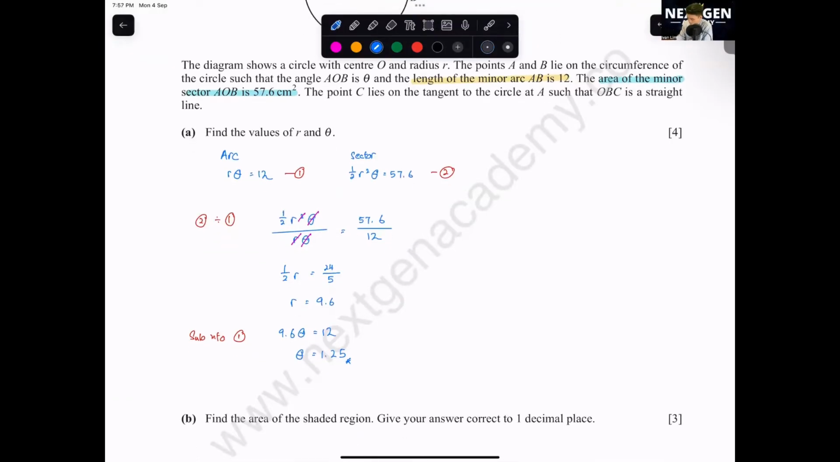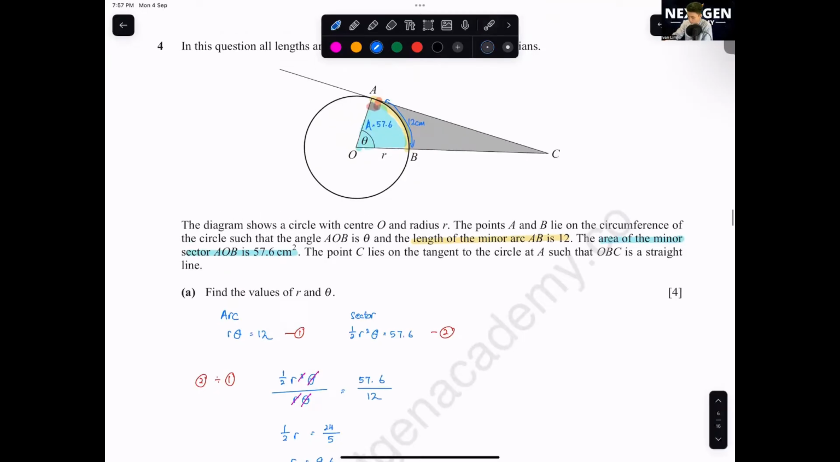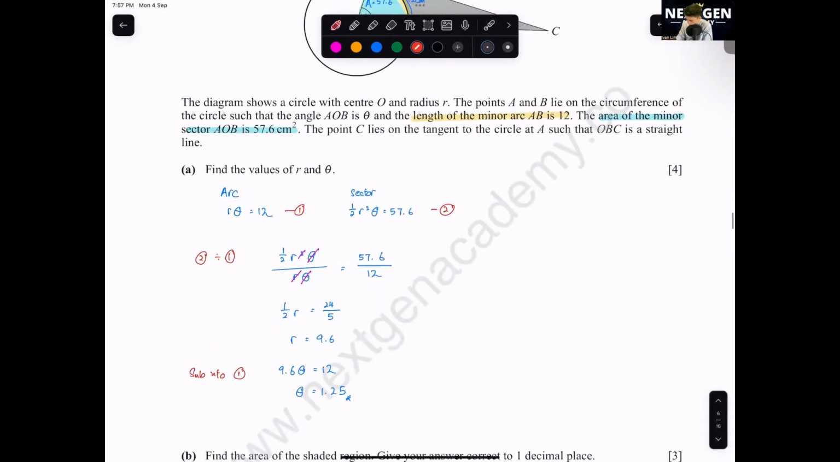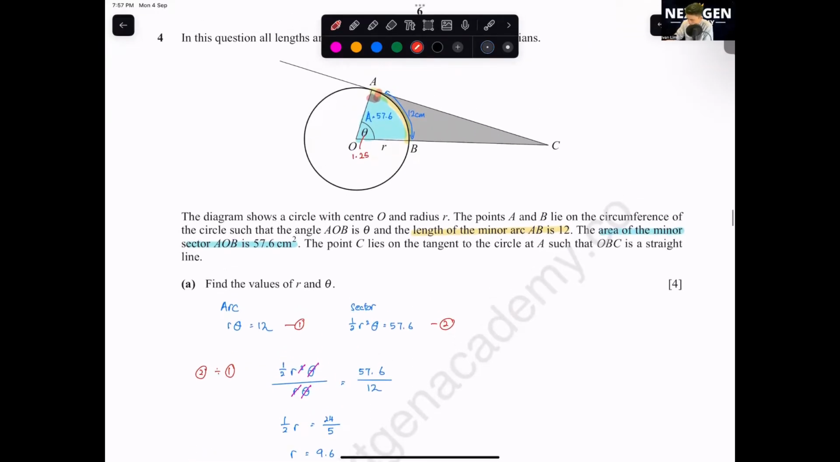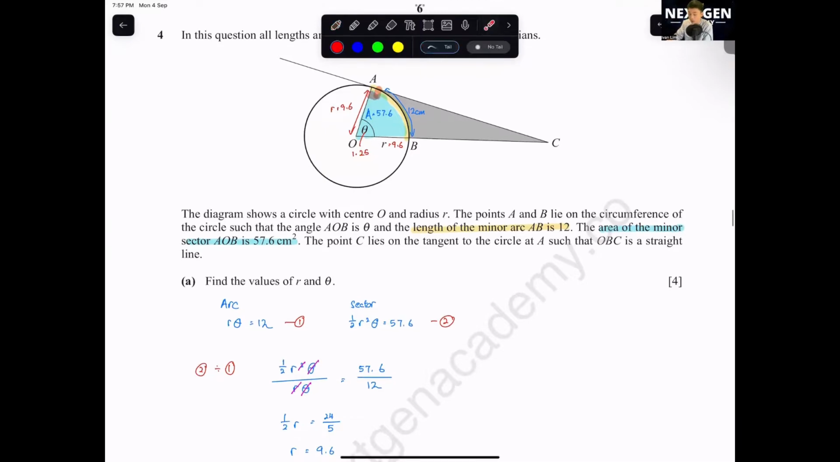Okay, 4 marks. Next one. Find the area of the shaded region. Give your answer to decimal places. So you've got to look at the diagram. We plot out what we have here first. Theta is 1.25, so here 1.25. Then R is equal to 9.6, here also 9.6. We want to find the area of the shaded region.